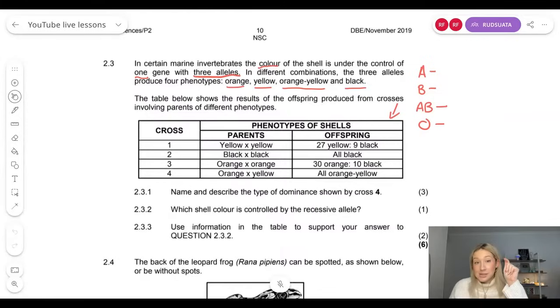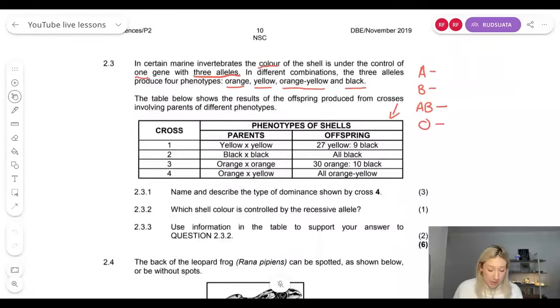Now, this requires knowledge. This requires deep interpretation. If you don't know your ratios, you don't know how the laws of dominance work, and you also don't understand blood groupings, then this question was not for you. This was a question that went right over many people's heads. And this question I actually marked back in 2019 as a senior marker. And I felt really bad for the matrics of that year because they did this question really poorly because they didn't know what to say. They couldn't express themselves.